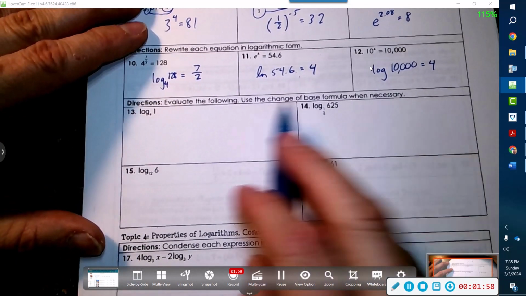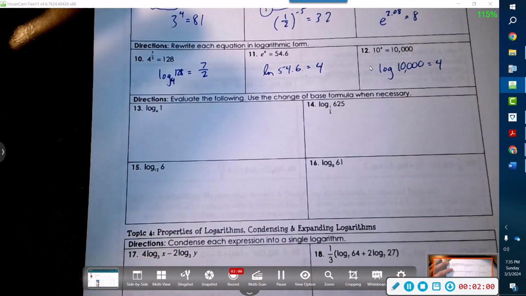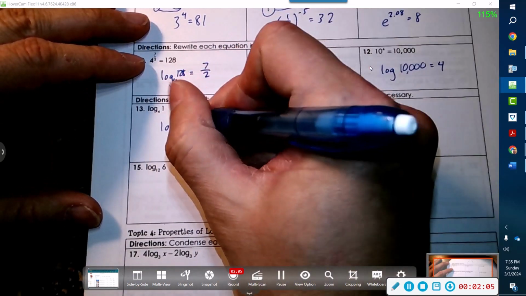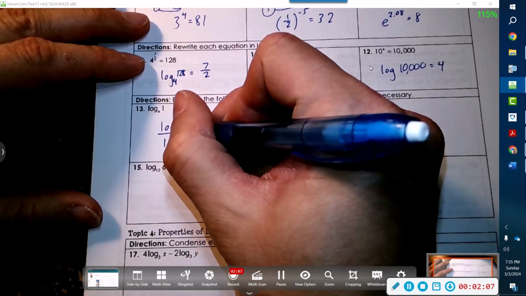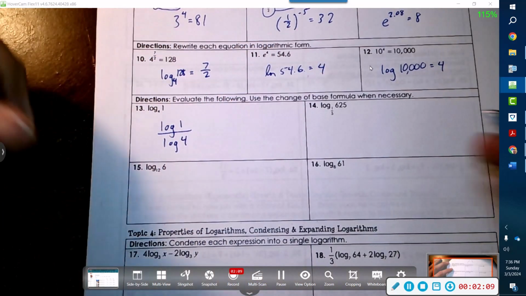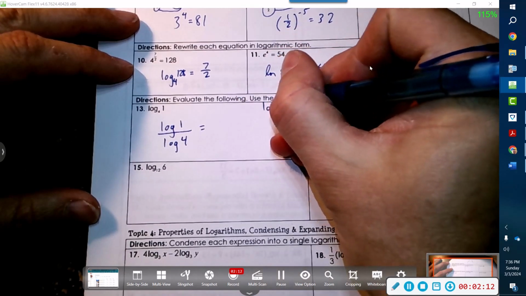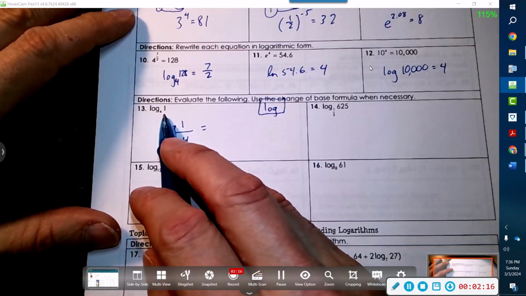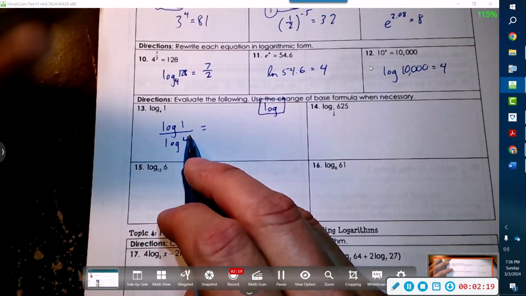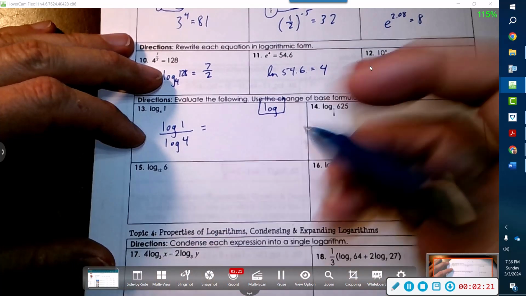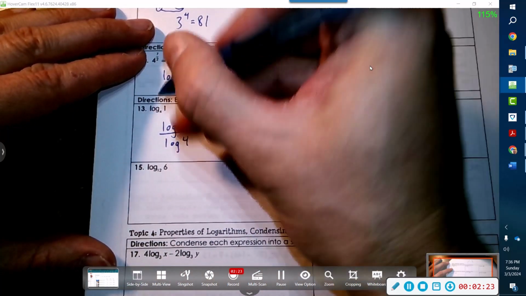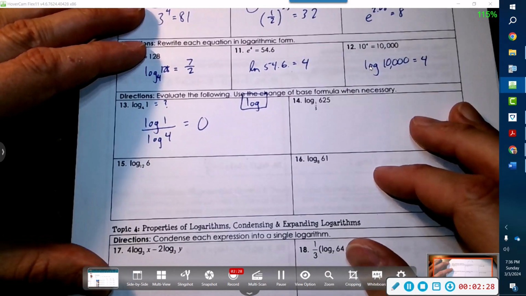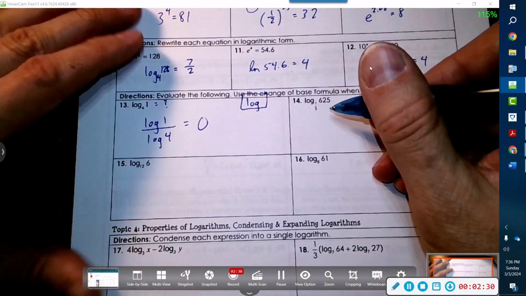All right, let's see, change the base. Back in the day, and I think I mentioned this already, you would have had to do this on a calculator, because there was no special button. There was only the log button. That's all you had. And so if you wanted to use a base other than 10, you actually had to use this little change of base formula. But in this case, this is going to be 0 anyway, because 4 to the what power equals 1? Well, it's got to be 0.